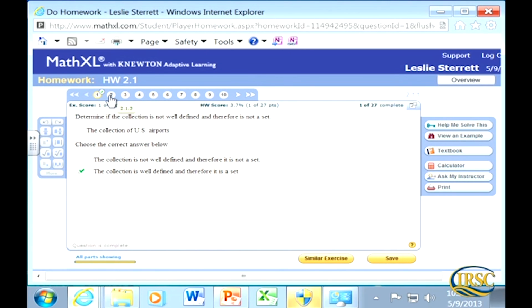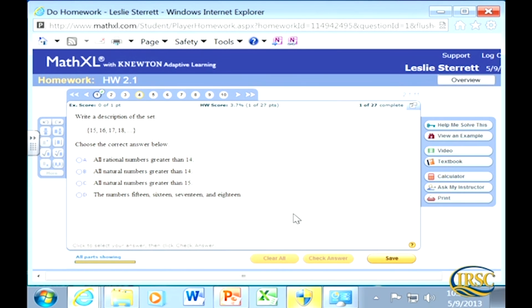All right, and then sometimes your questions are going to be, write a description of the set. And so here we have multiple choice again. And so you have the set of 15, 16, 17, 18, dot, dot, dot. And so you have 4 choices of a description of this set. Choice 1, all rational numbers greater than 14. Choice 2, all natural numbers greater than 14. Choice 3, all natural numbers greater than 15. Choice 4, the numbers 15, 16, 17, and 18.